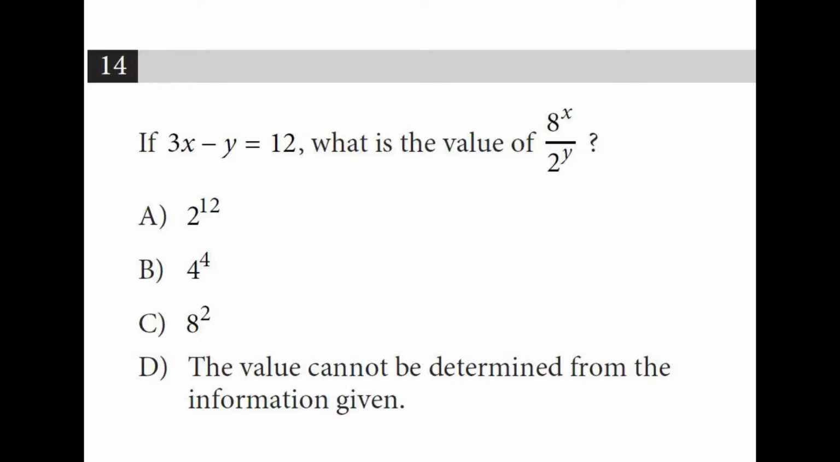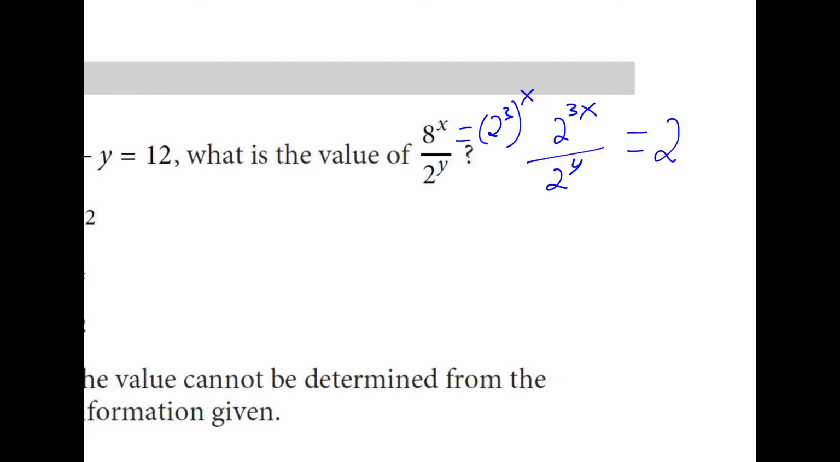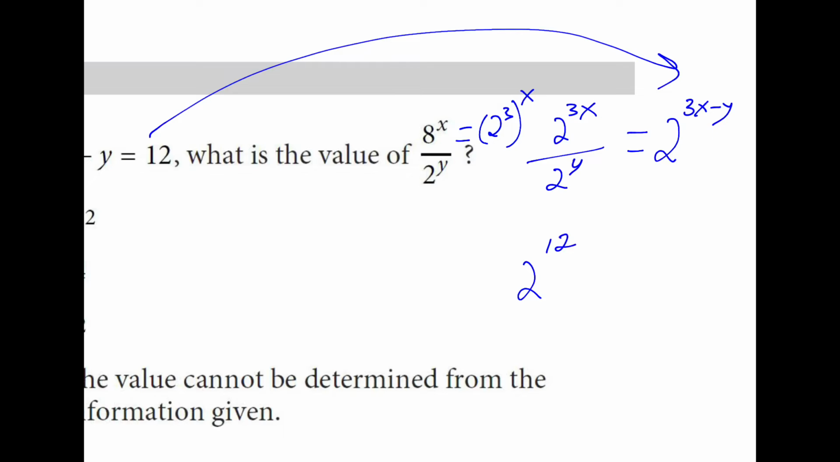So to make a substitution here, I'm looking somewhere to find 3x minus y. There's a trick with the same base where you can subtract exponents when they're in a fraction form. So as long as I change 8 to the x to 2 to the power of 3 to the x, or in other words 2 to the 3x, now when I divide by 2y, this is the same thing as 2 to the power of 3x minus y. Since I can plug in for that at 12, this is the same thing as 2 to the 12th.